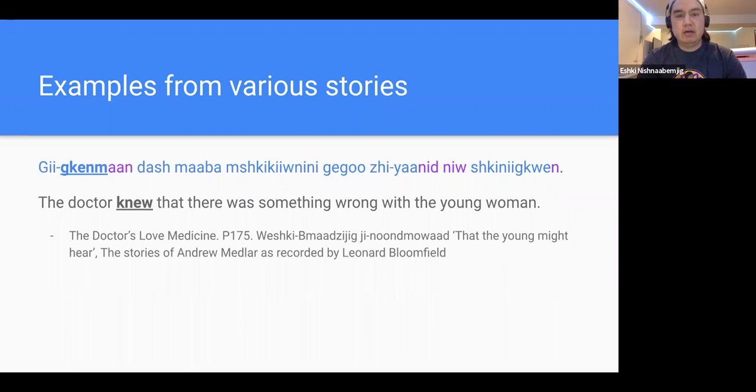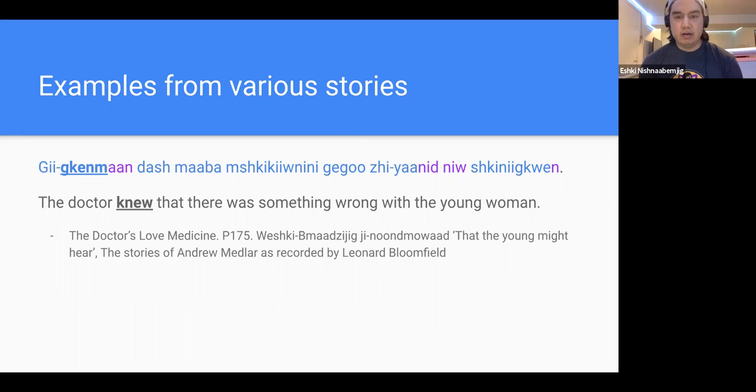So in this case it's saying the doctor knew, him or her, that there's something wrong with the young woman. If you see, the word for doctor isn't at the beginning, it's gikenman, so he knew, him or her. And then it says dashmaba mishkikinene, so mishkikinene is further down in the sentence. But we know he's the one doing the acting because he's not obviated. He doesn't have mishkikinene. So he's the one acting.